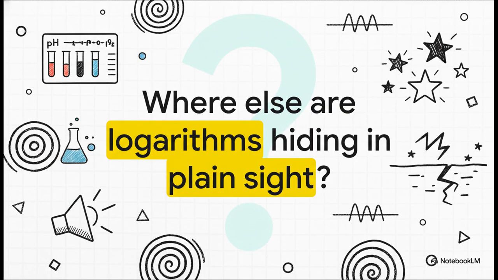We started this whole thing with the pH scale, but the decibel scale for sound, the Richter scale for earthquakes, and even the magnitude scale for how bright stars are, they all rely on logarithms to make sense of these huge ranges of numbers. So my final question to you is, now that you know the rules, where else are you going to spot them hiding in plain sight?